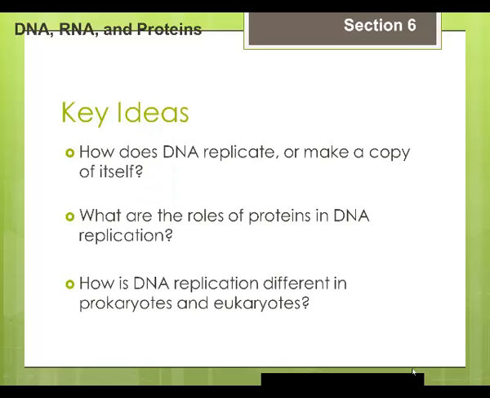Key ideas. How does DNA replicate or make a copy of itself? What are the roles of proteins in DNA replication? And then how is DNA replication different in prokaryotes and eukaryotes? Remember, a prokaryote is an example of an organism that does not have a membrane-bound nucleus. Eukaryotes are organisms that have a number of membrane-bound organelles. Prokaryotic examples would be things like bacteria.